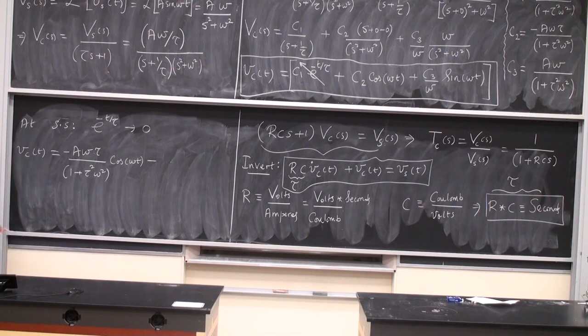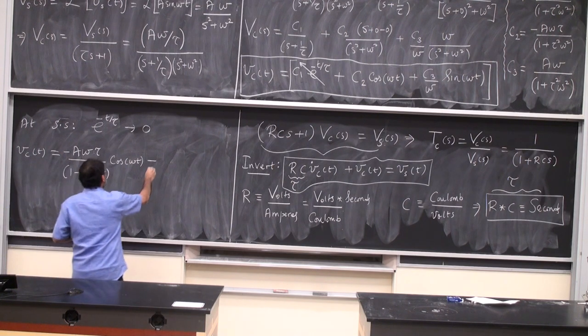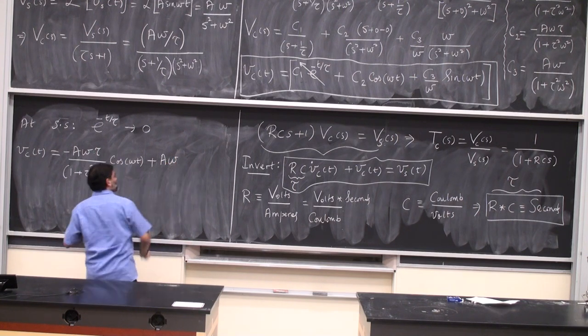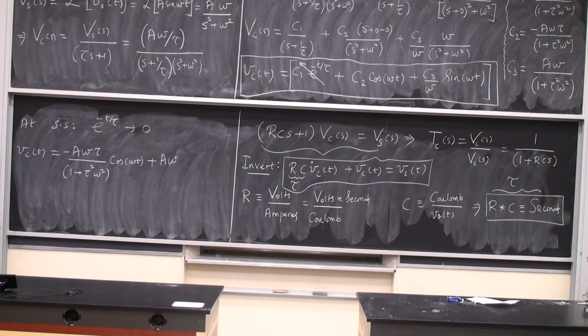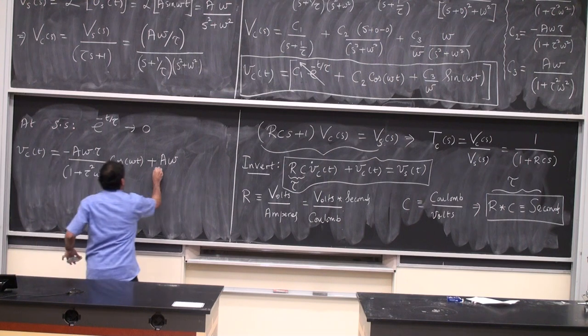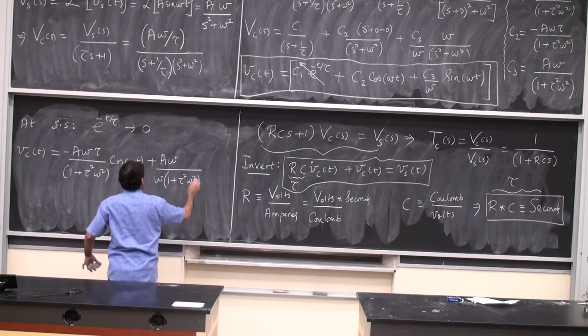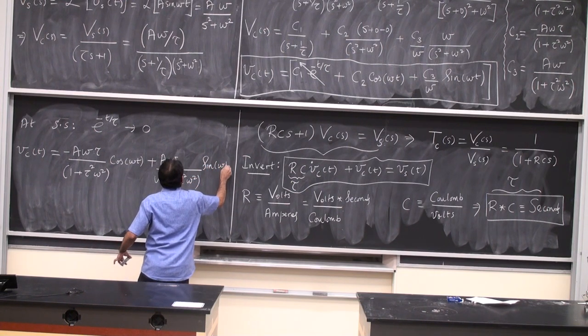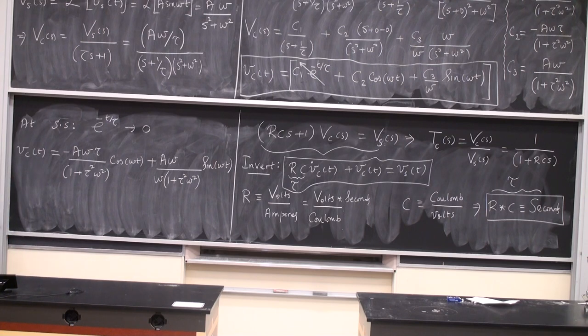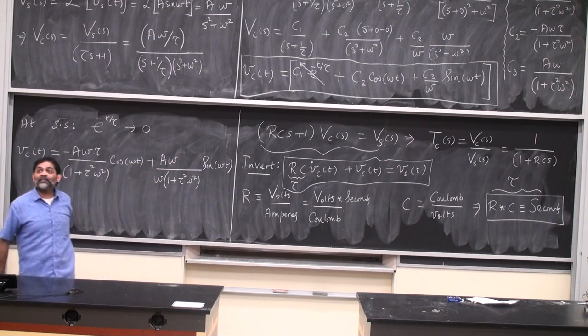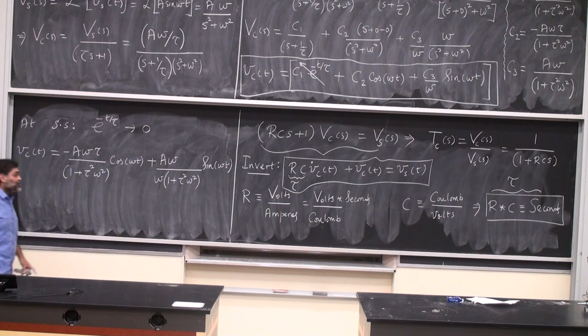So the negative sign here, plus C3 A omega. But please be careful, there is an omega in the denominator of that last expression. So this is divided by omega, sine of omega t. Once again, where does this creature come from? This creature comes from the fact that C3 is divided by the omega. Okay? And obviously, my next step is to cancel.